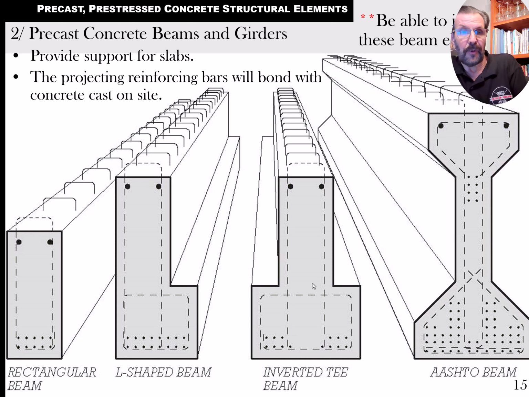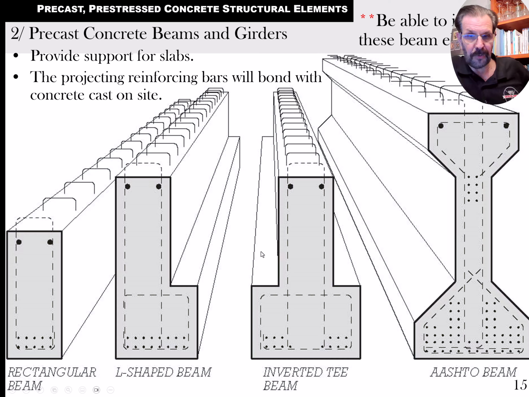Okay, so here now we're looking at pure beams and girders. They're never used for anything else but beams, and of course, if they're big and honking beams, we call them girders. So the Astro beam is maybe a girder, and the rest of these might just be called beams, but they're all beams. Okay, so you could have a simple rectangular beam. That's what we have on the left. The next one over is an L-shaped beam. Then the inverted T is a T upside down.